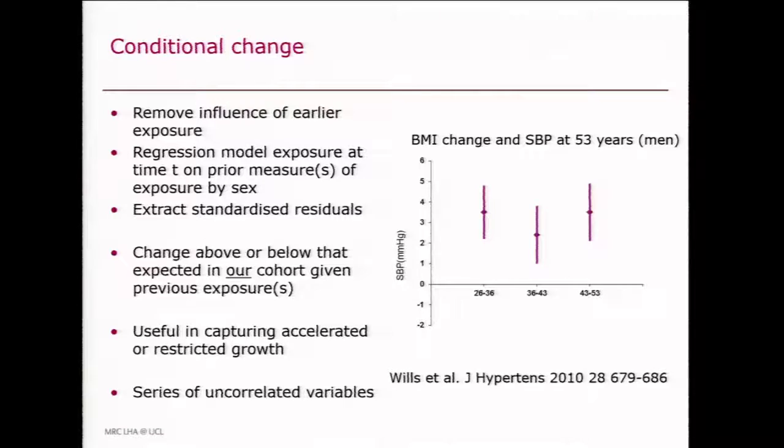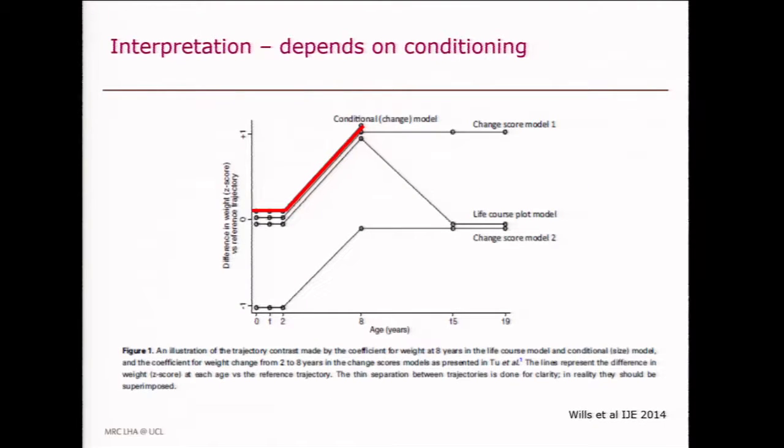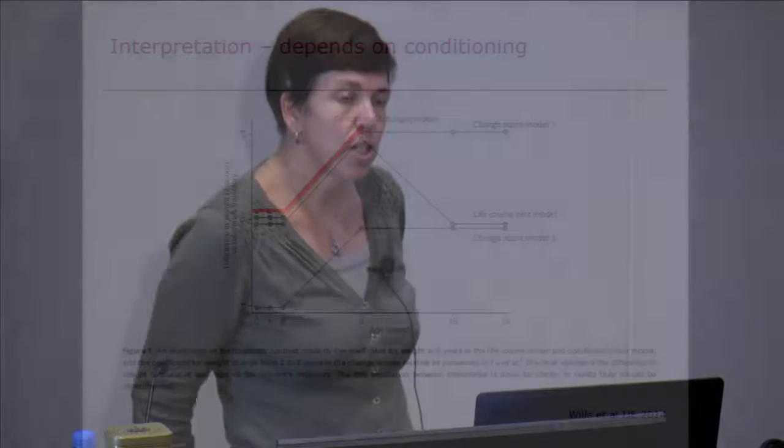What this does is it gives you a series of uncorrelated variables. So now when we put those 3 change variables in the model, they're uncorrelated, so there's no change in the estimates. But it does allow us to test whether there's a particular period of growth that's more or less important than the other periods. So the interpretation of this, again, depends on the conditioning. Again, this can be shown to be exactly the same model, but here you're only conditioning on prior measures. You're not conditioning on what goes later.